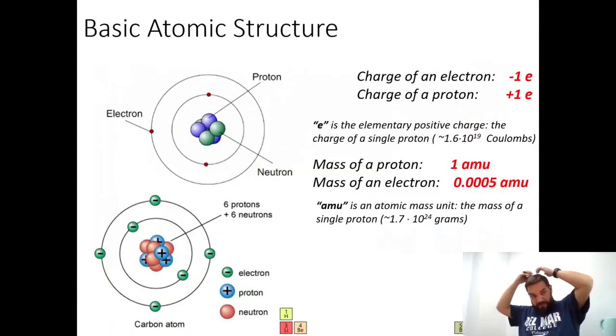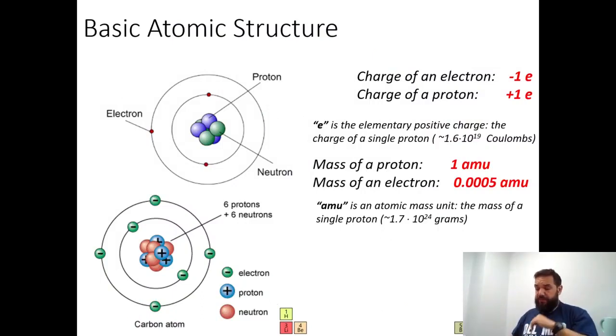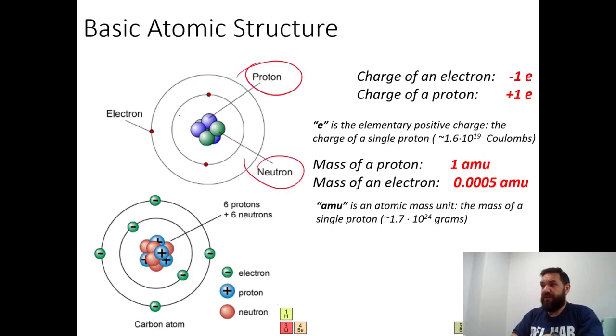Okay, so let's go back to atoms and atomic structure. Question number one: what are the three fundamental subatomic particles? List their charges and masses in terms of AMU. So we have three subatomic particles: proton, neutron, electron. Protons have a positive charge. Neutrons have a neutral charge. Electrons have a negative charge, okay?